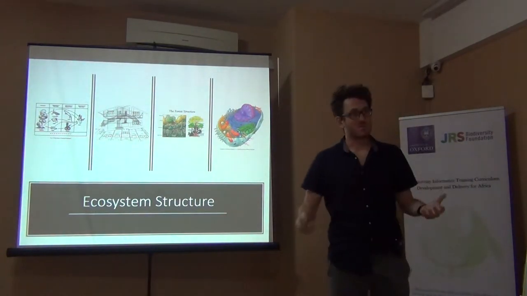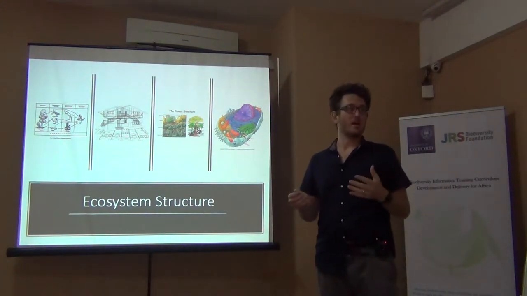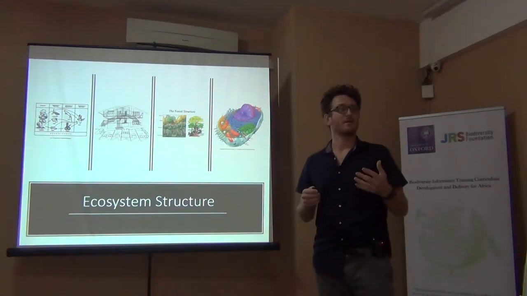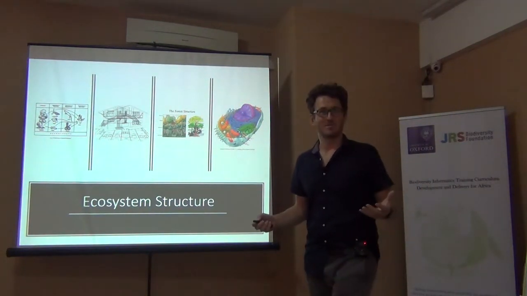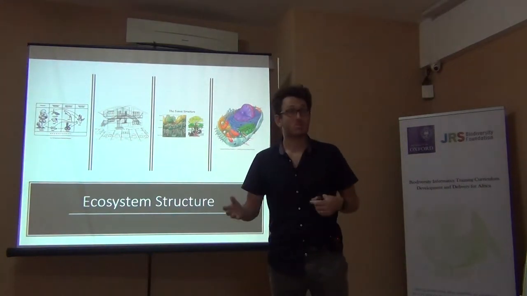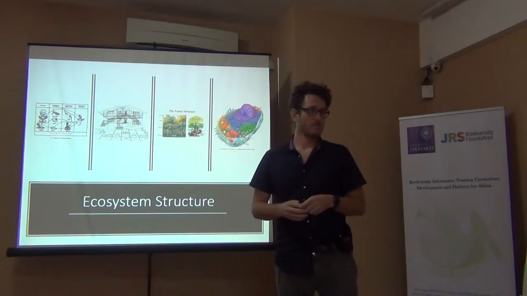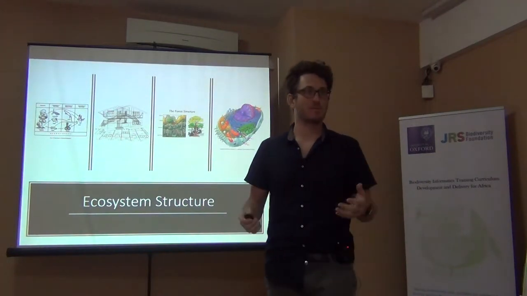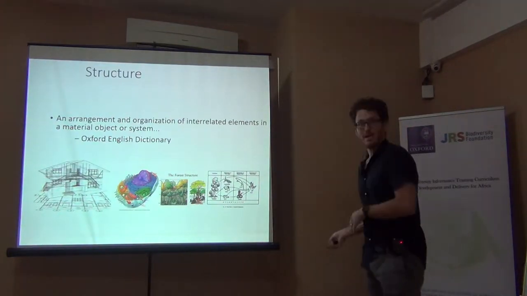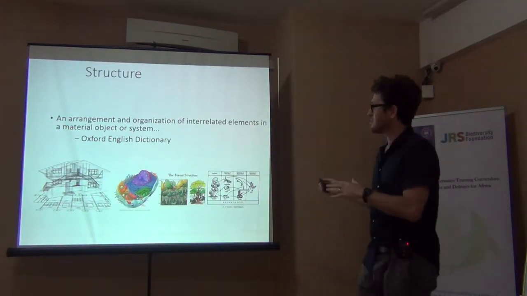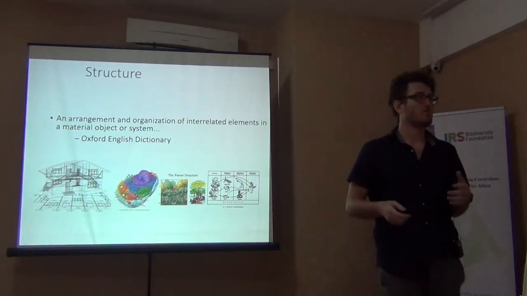And when we understand the structure and we understand what each part of the structure does, we can better understand how an ecosystem works. And when we understand how an ecosystem works, we can predict what's going to happen to that ecosystem when certain changes occur. And so that's really important for management when we're trying to manage these systems. So again, a structure is basically just the arrangement and organization of interrelated elements in a material or system.